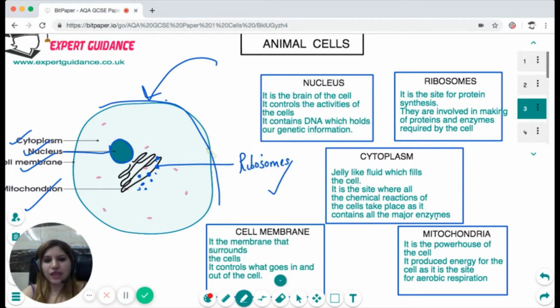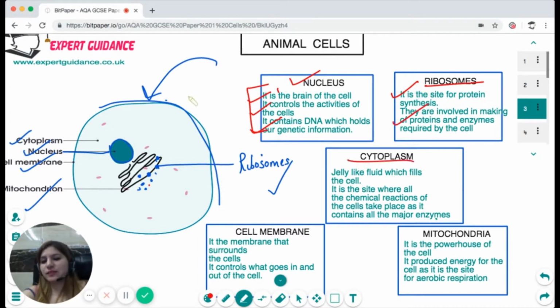So the first is the nucleus. It is the brain of the cell, because it controls all the activities. It controls what is happening inside the cell, and it also has your genetic information as it contains the DNA. So you should know all these three functions of the nucleus. Next are the ribosomes. Ribosomes are the site for protein synthesis. Now the cell needs proteins for its functioning, and enzymes are also proteins. So ribosomes make the proteins and the enzymes which are required by the cell.